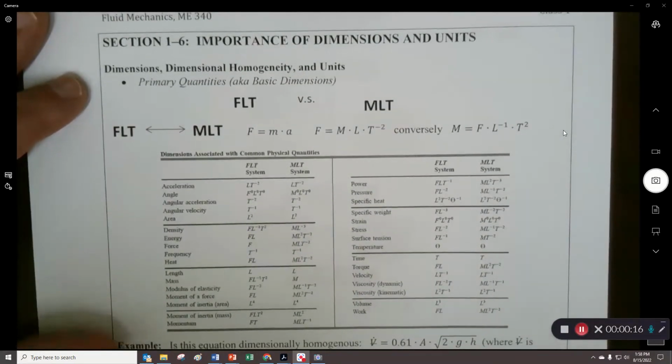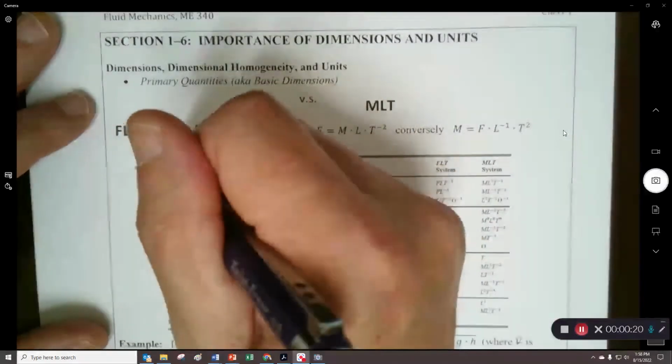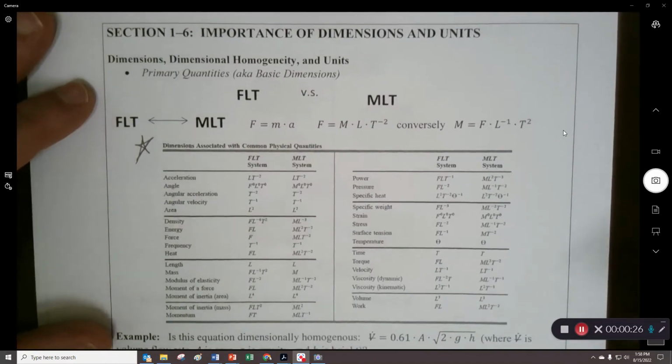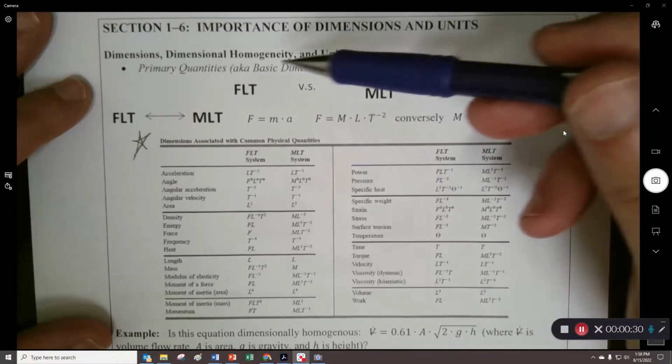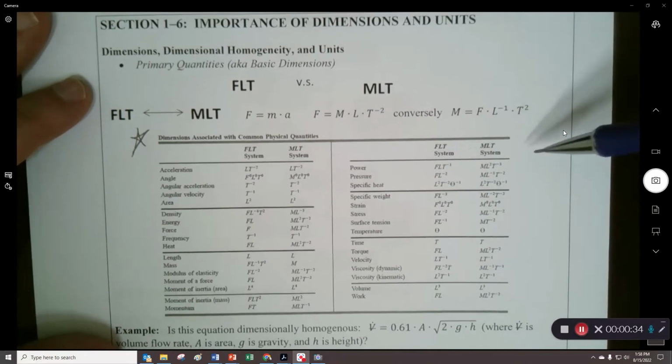I taught this course using a different book previously. And so this table you'll see right here is out of Munson's Fundamentals of Fluid Mechanics. It's a really good book. I think this is an important topic related to dimensions, dimensional homogeneity, and units, and it's not covered. So you will need this table to be able to do some problems in homework 1.